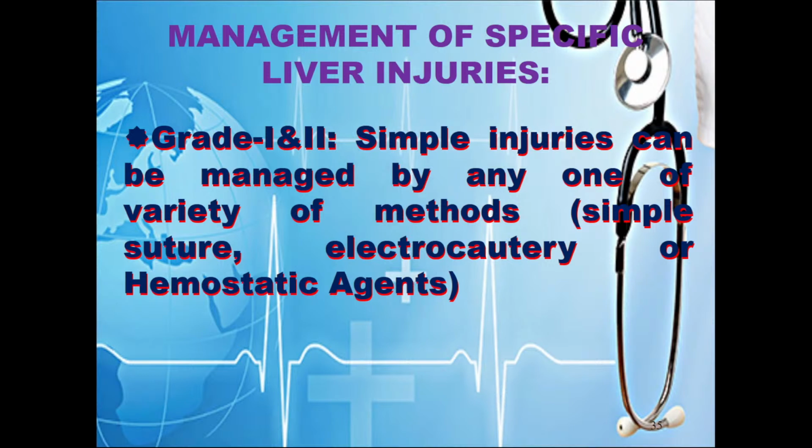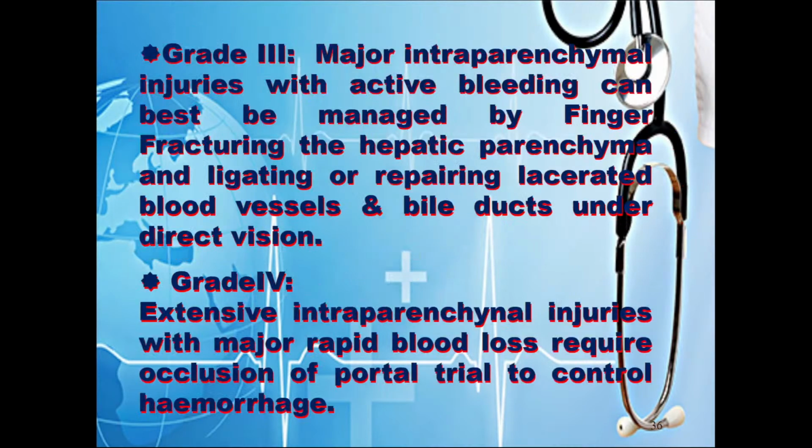So, according to the classification, grade 1 and 2 of liver damage, what will we do? The simple injuries can be managed by any one of a variety of methods: simple suture, electrocautery or hemostatic agents. Grade 3, major intraparenchymal injuries with active bleeding, can best be managed by finger fracturing the hepatic parenchyma and ligating or repairing or replacing the blood vessels and bile ducts under direct vision.